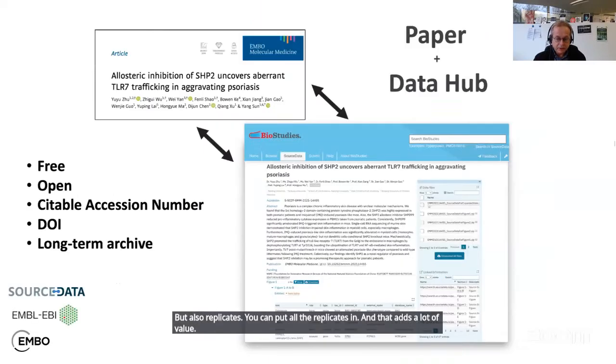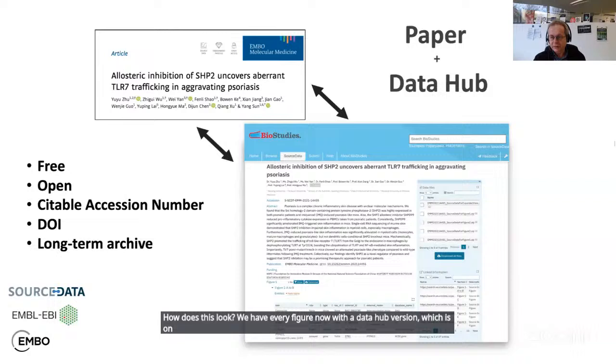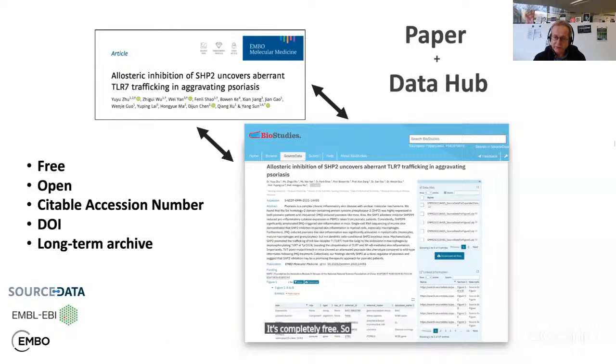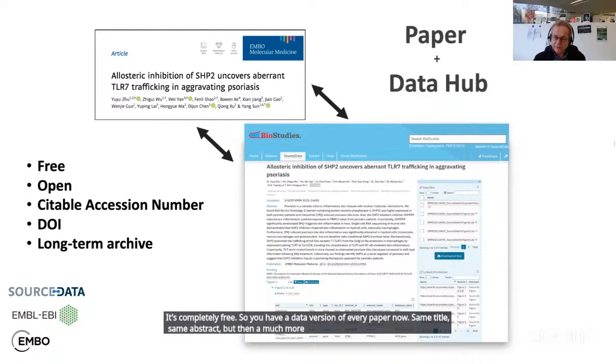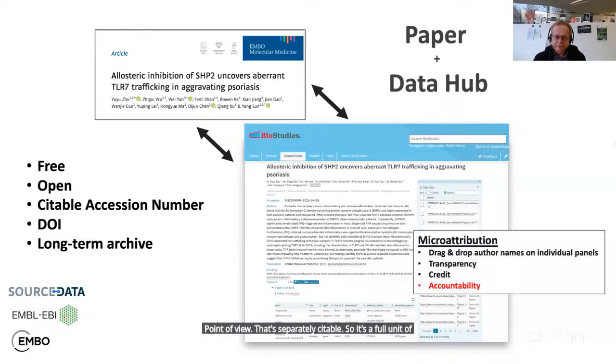How does this look? We have every figure now with a data hub version, which is on BioStudies, which is run by the EBI, our partner organization. It's completely free, so you have a data version of every paper now. Same title, same abstract, but then a much more structured way to see the paper from the data point of view. That's separately citable, so it's a full unit of scholarly output.